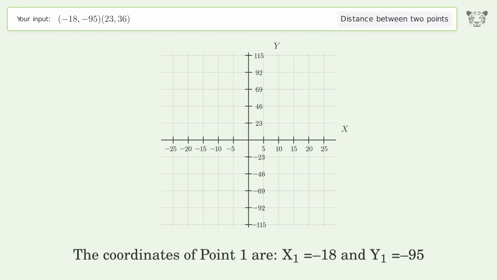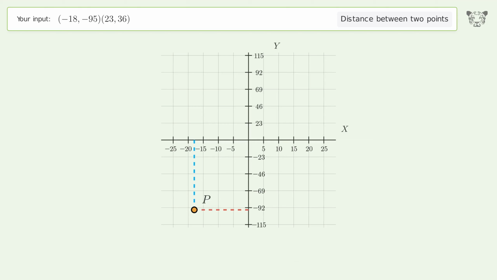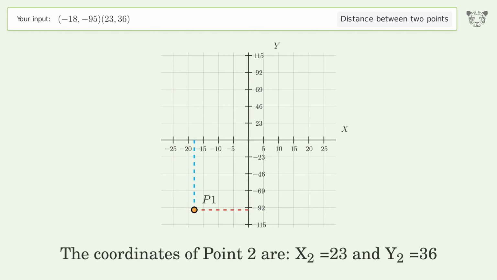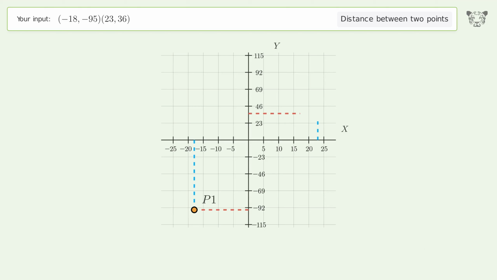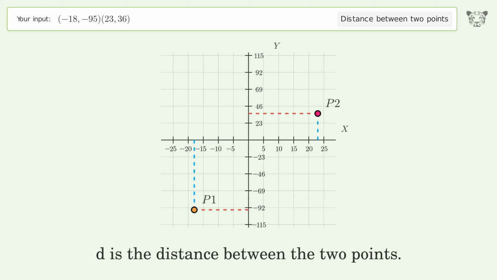The coordinates of point 1 are x1 equals -18 and y1 equals -95. The coordinates of point 2 are x2 equals 23 and y2 equals 36. D is the distance between the 2 points.